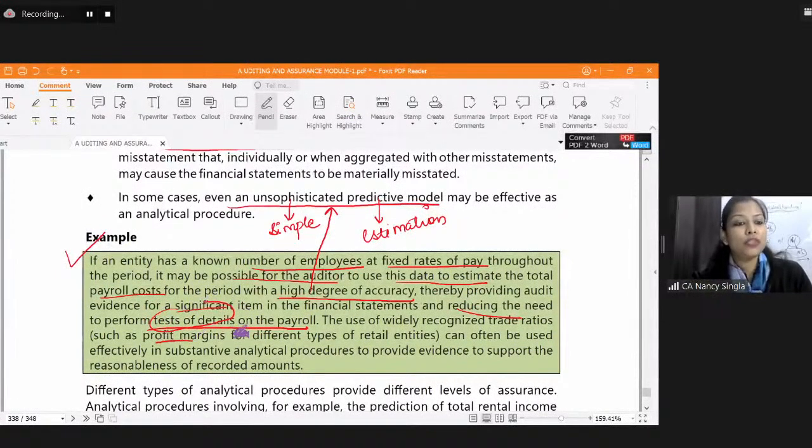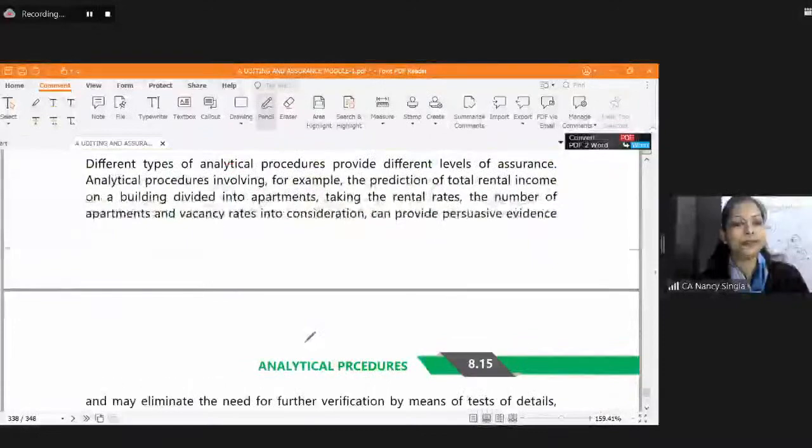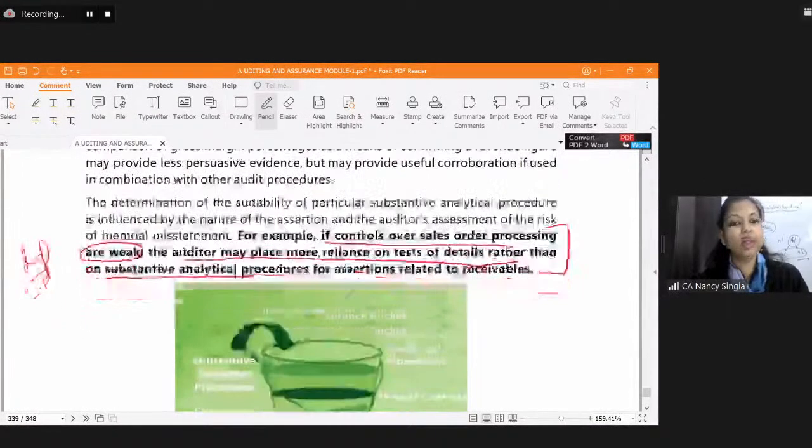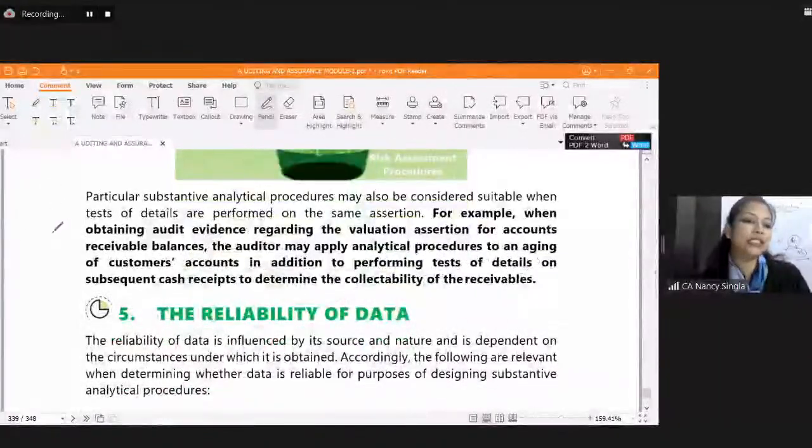However, gross profit margins can often be used effectively in substantive analytical procedures to provide evidence to support the reasonableness of recorded amounts. After that, the auditor might feel like checking the P&L items, but this will support that whatever has been recorded in P&L is correct, right? So see, this we discussed: if the controls over sales order processing are weak, this is important. I have given this in your MCQs also and in your case scenario also. The auditor may place more reliance on test of details rather than on substantive analytical procedures for assertions relating to receivables. This says that with respect to rights and obligations, you may perform test of details.